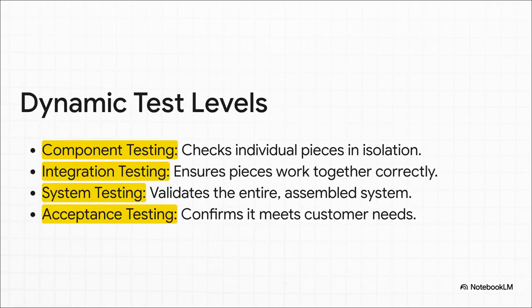And dynamic testing isn't just one single activity. It happens in layers, kind of like building blocks. First up, you've got component testing, where you check the little individual pieces of the code by themselves. Then, integration testing makes sure all those little pieces play nicely together. After that, system testing looks at the whole thing, all assembled. And finally, acceptance testing is where you confirm that the software actually meets the customer's needs.